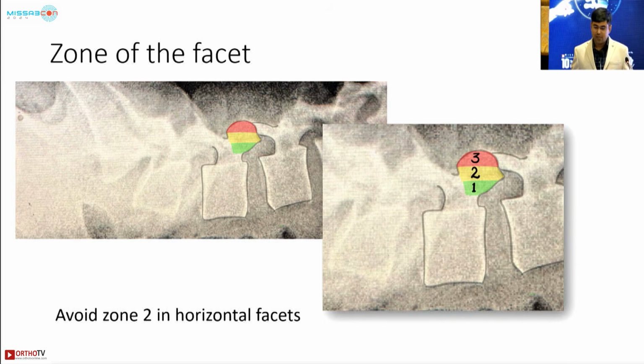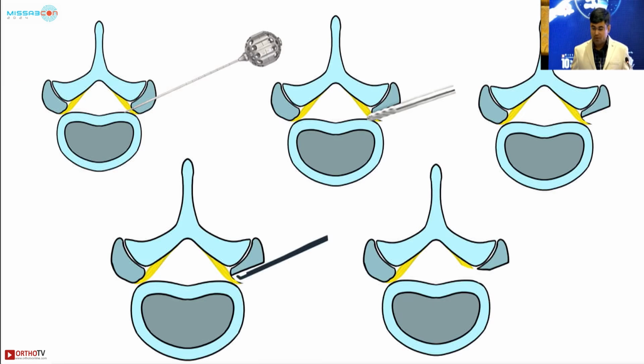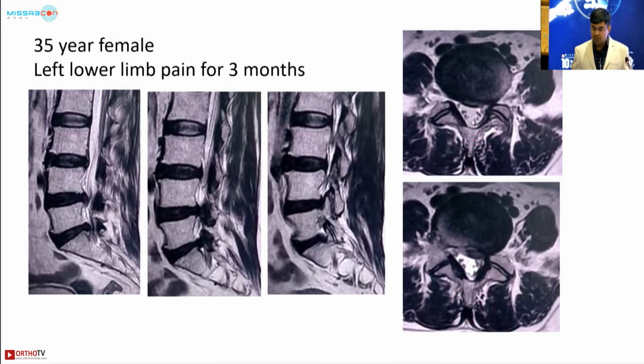I divide the vertical component of the SAP into 3 parts, and most of the time I do the foraminotomy in zone 1, and sometimes, if it is a vertically oriented facet, I can go to zone 2, but I avoid going into zone 3 so as to avoid violation of the facet joint. The initial step is placement of the Tom CD, then putting in a reamer, and then refining the foraminotomy with the help of Kerrison punches and getting access to the epidural space.